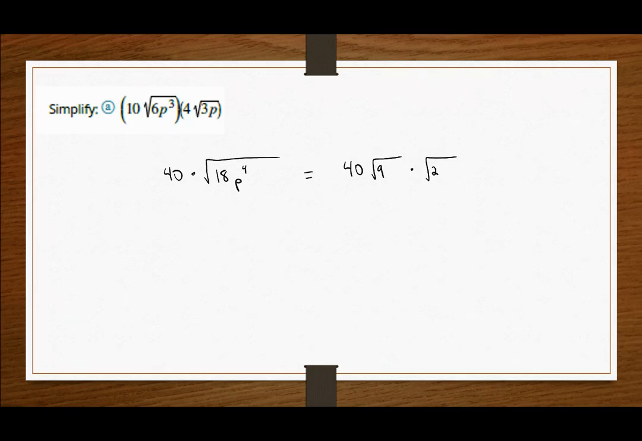Since p to the fourth has an even exponent, it'll be divisible by my index. And so we can find the root very quickly. It's a perfect square already. So the square root of 9 is 3. The square root of p to the fourth is p squared. As usual, my trash factor stays underneath. Simplifying the coefficient gives me my solution here of 120 p squared square root of 2.